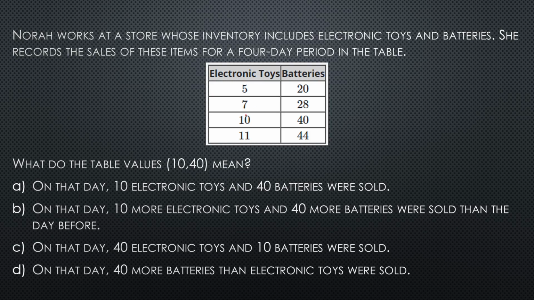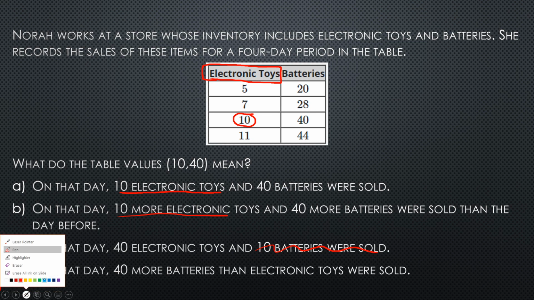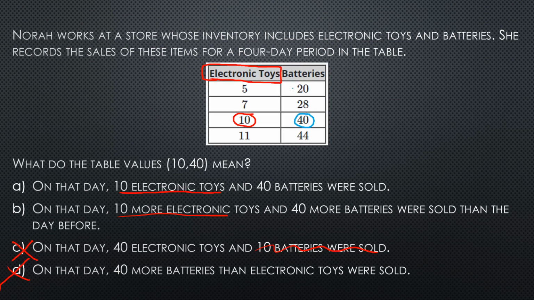Okay, if I look here, 10 represents the amount of electronic toys, which means I am looking for where it says that 10 represents electronic toys. So here where it says batteries, this is a nope. And on this bottom one, it doesn't even have anything relating to 10, so that one is also a nope. Then this 40 represents the amount of batteries.